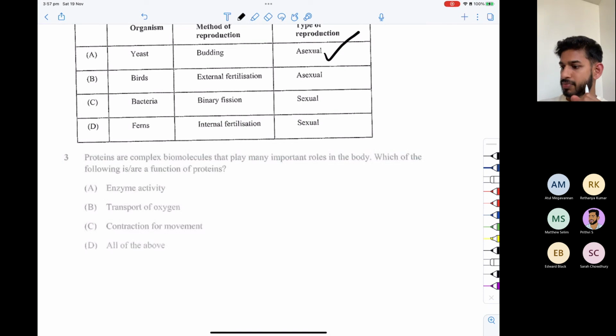D. Good. So enzyme activity is all enzymes. Atul, what protein transports oxygen? Hemoglobin. Good. And which proteins are responsible for movement? Actin and myosin. Very good. Actin and myosin. Perfect. So your answer is D.